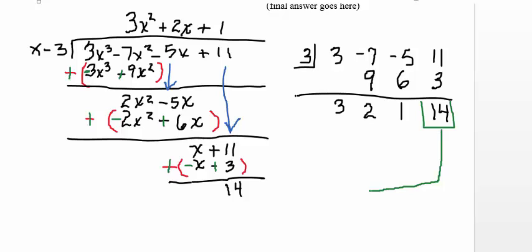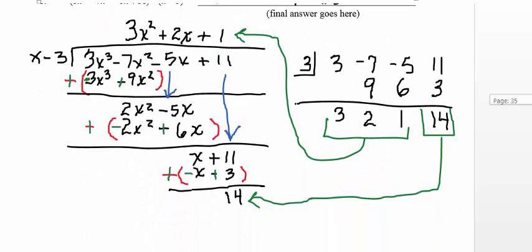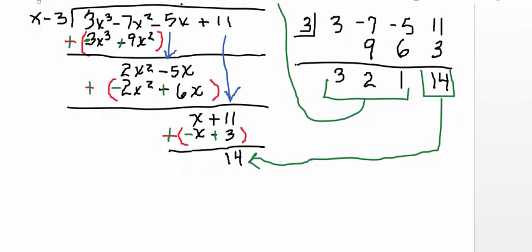And I notice that this 14 is my remainder. So in synthetic division, the last number is always your remainder. It'll always be a number. And notice that the numbers in front of the remainder are the coefficients of my quotient. So the 3, the 2, and the 1 are the coefficients of the quotient, 3x squared plus 2x plus 1. So we see that we're able to use a shortcut in this special case where my divisor can be written as x minus c.